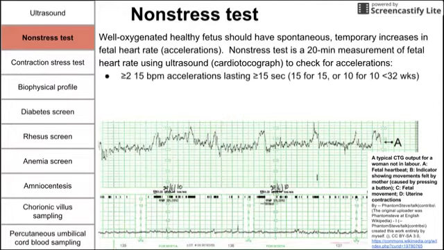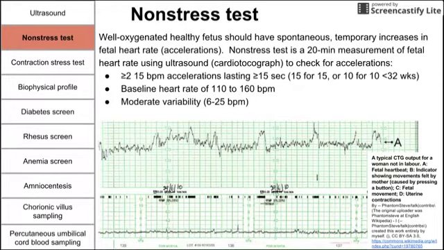In a normal non-stress test, you expect to see at least 2 increases in baby's heart rate. These increases should be an increase of at least 15 beats per minute, and they should last for at least 15 seconds. So the 15 for 15 rule is a good rule to remember. In a baby that's less than 32 weeks gestation, you might opt for the 10 for 10 rule for a normal non-stress test. Also required for a normal non-stress test is a baseline heart rate of between 110 and 160 beats per minute.